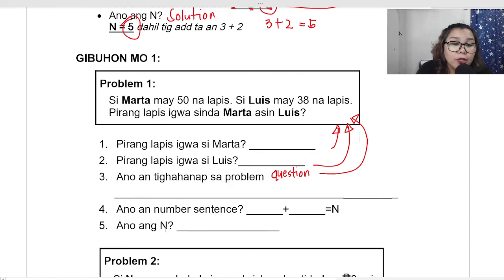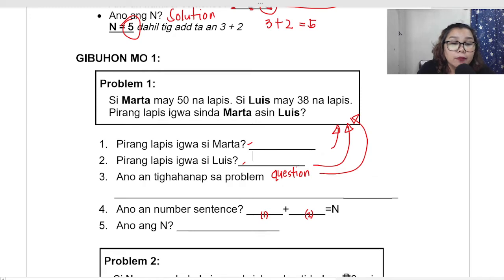And then, for number 4, ano ang number sentence? So, may guide na dyan, blank plus blank equals n. Where can you get the number sentence? It's from the question number 1 and then question number 2. So, balikan nyo ano yung sinagot nyo sa number 1 na question and then number 2 na question. So, galing dito, you need to put them on the proper blank.